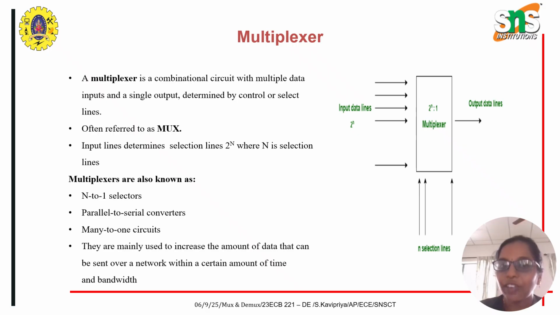So totally we'll be having n number of inputs, and any one will be selected and transmitted to the output line. So we call it an n-to-1 selector, and it is also known as a parallel to serial converter. A number of inputs will be there and it is converted to a serial one, so it is called a parallel to serial converter and many to one circuit. It is mainly used to increase the amount of data transmitted through a channel with limited bandwidth and limited time.